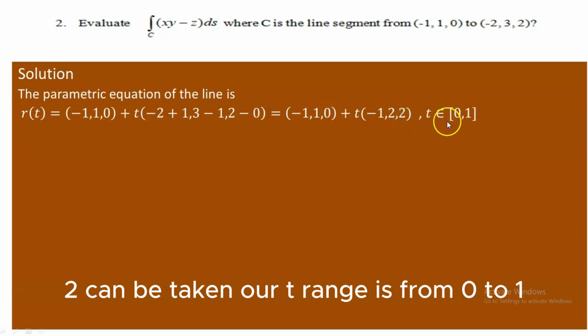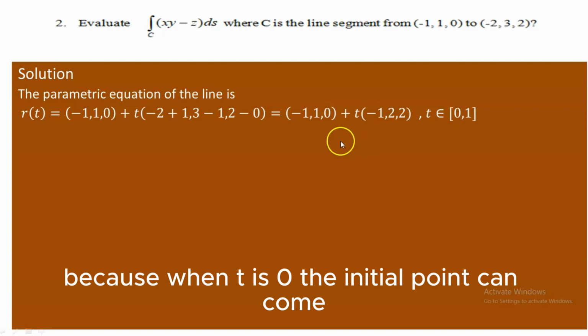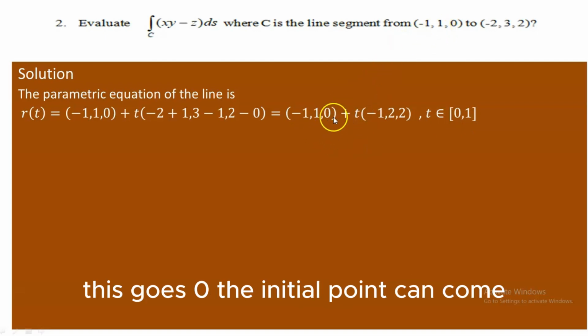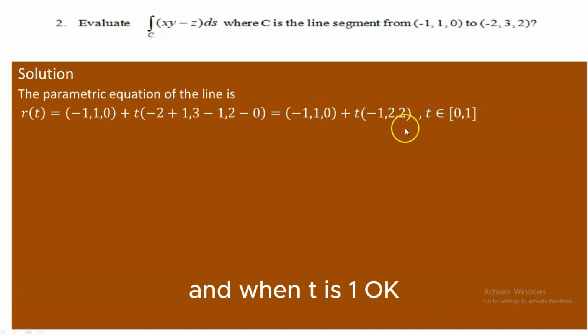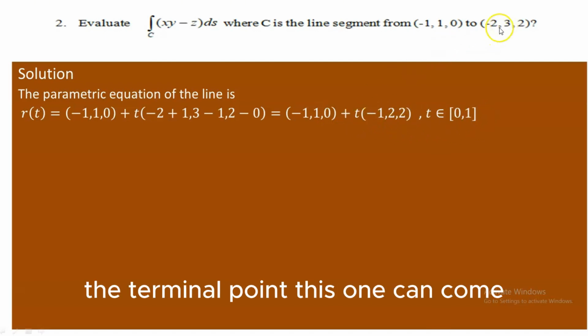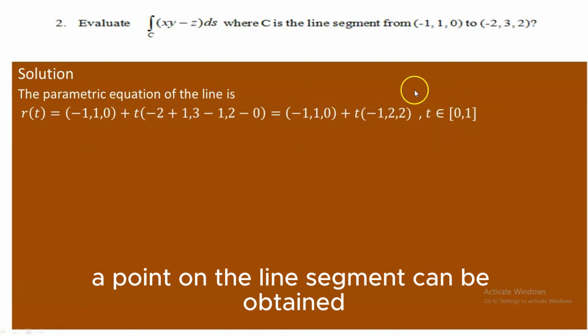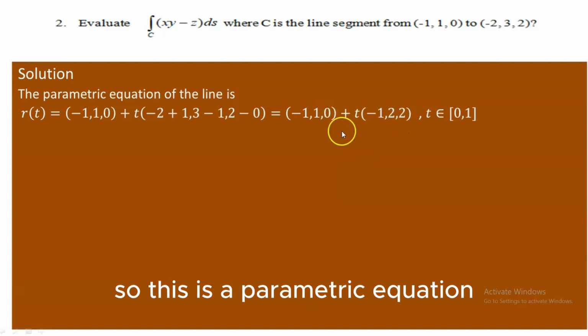Our t range is from 0 to 1, because when t is 0, the initial point can come. As you see, when t is 0, the initial point can come. And when t is 1, the terminal point can come. So whatever point you may take between 0 and 1, a point on the line segment can be obtained. So this is a parametric equation, okay?